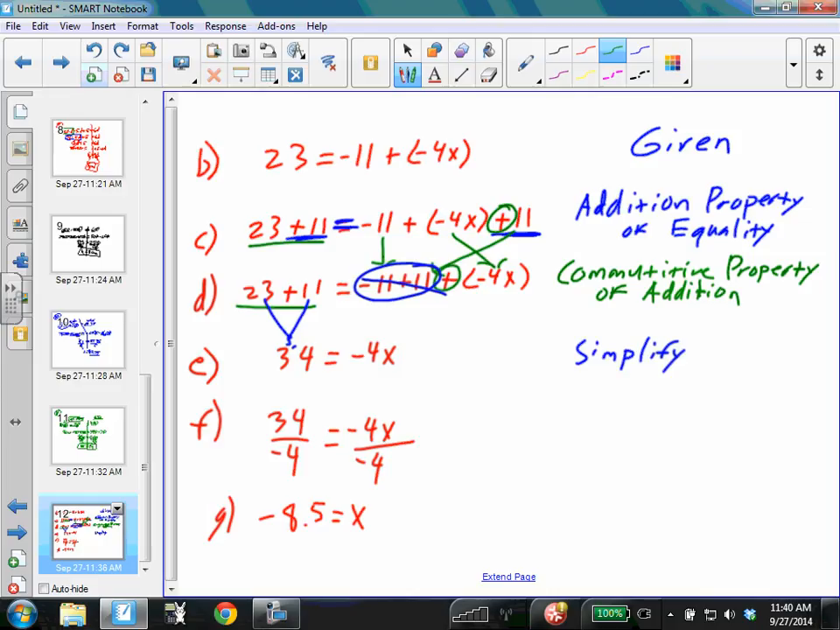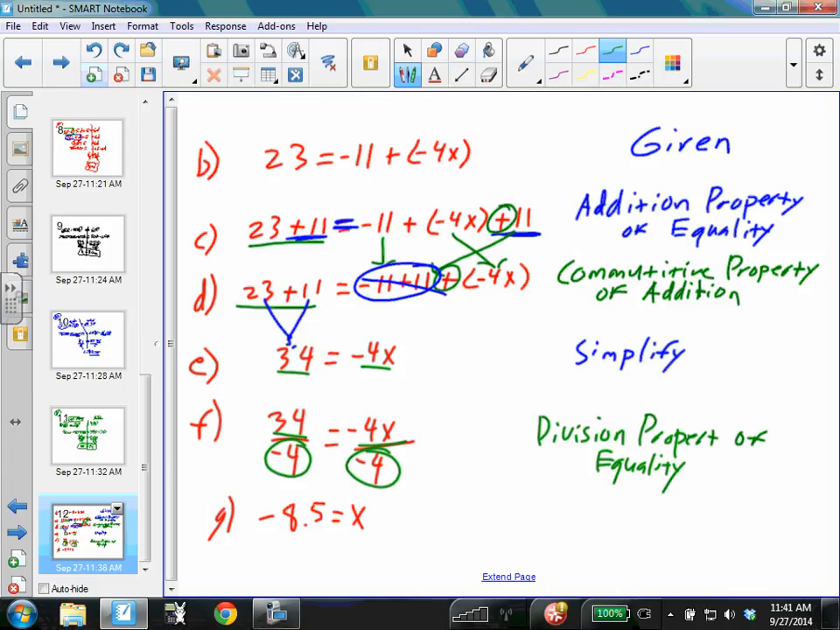And now if we look from E to F, what's different whenever we're moving from E to F? Well, this 34 and negative 4 are still there, but they have this negative 4 on both sides that they're dividing by. So obviously the next step in solving this equation is to divide by negative 4 on both sides, so they added that in. But since they did it on both sides, and if you divide by the same number on both sides of the equal sign, it keeps the equation balanced. That's called the division property of equality. Okay, the division property of equality.